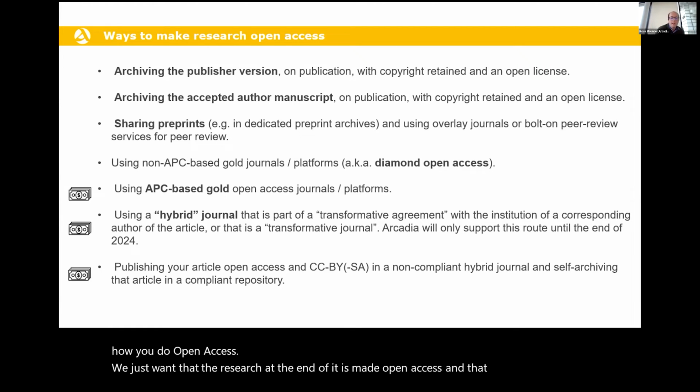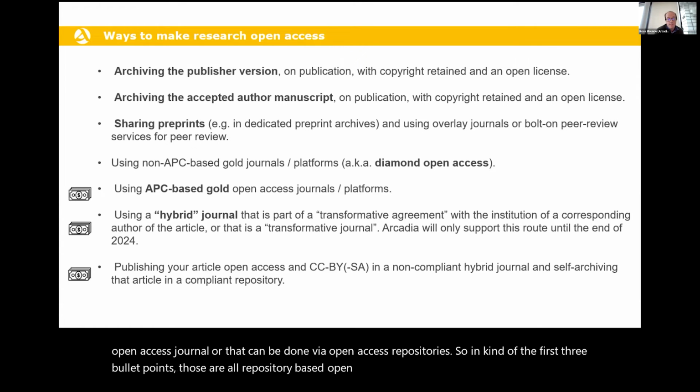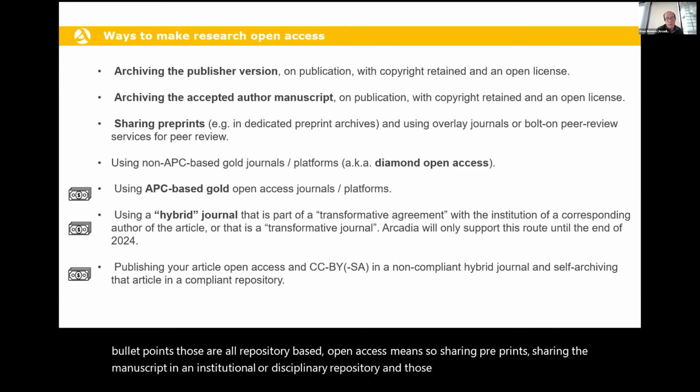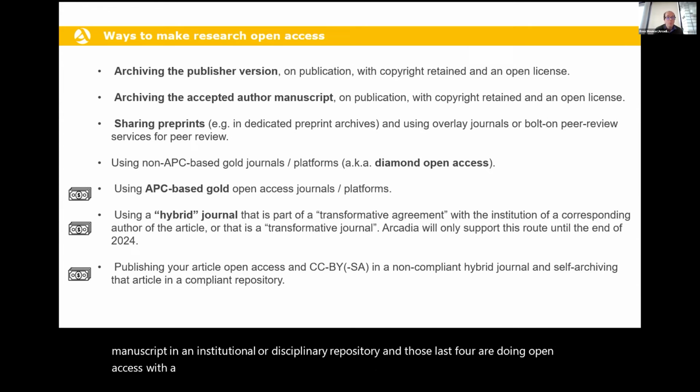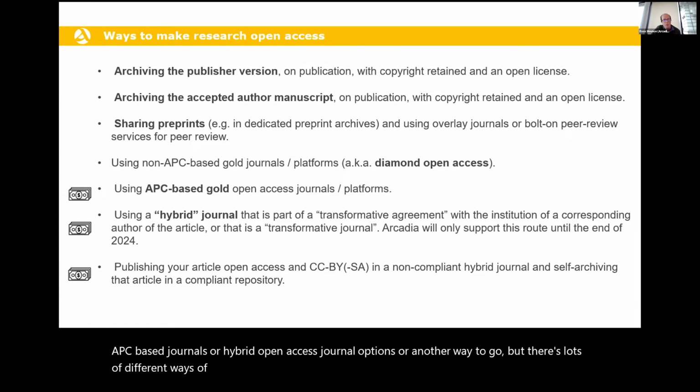And that can be done via an open access journal, or that can be done via open access repositories. So in the first 3 bullet points, those are all repository-based open access means: sharing preprints, sharing the manuscript in an institutional or disciplinary repository. And those last 4 are doing open access with a journal, whether it's a Diamond open access journal that's fee-free, or whether it's with fee-based journals, APC-based journals, or hybrid open access journal options are another way to go. But there's lots of different ways of making research open access, but it's your choice which way you choose.